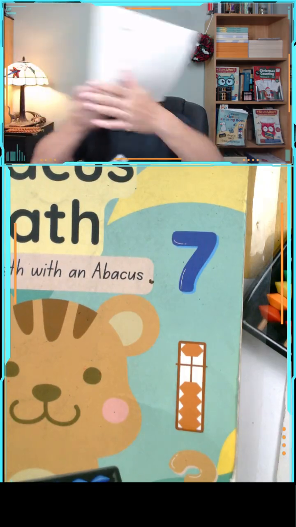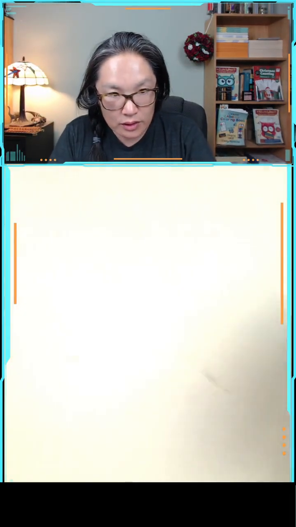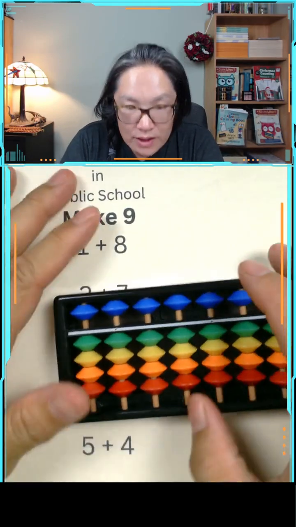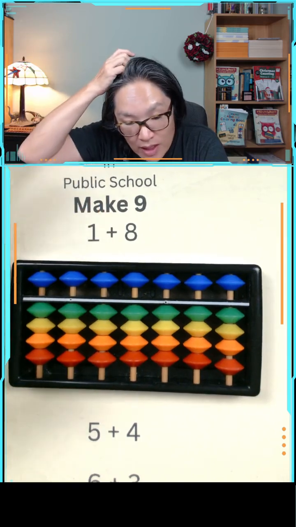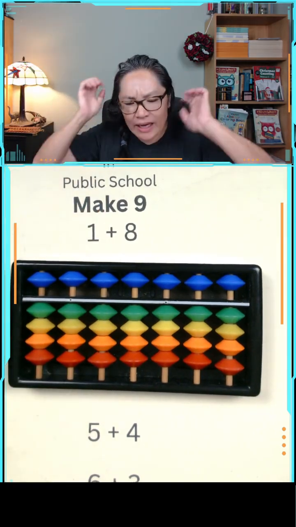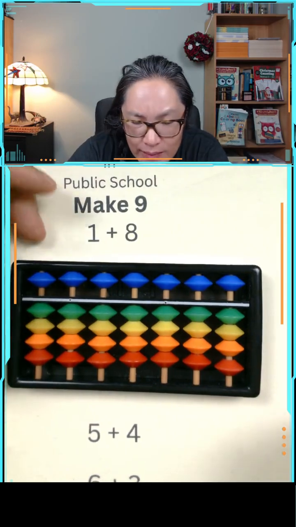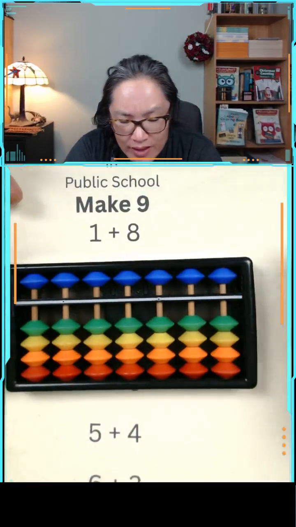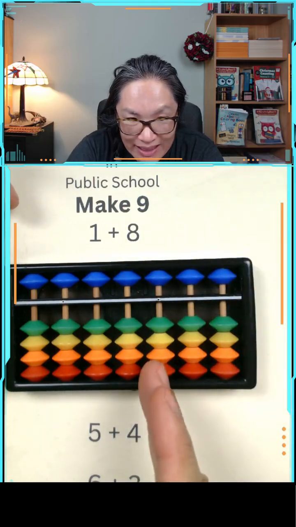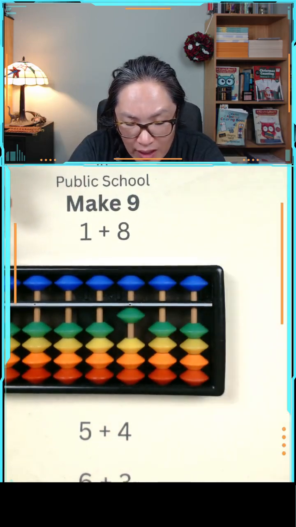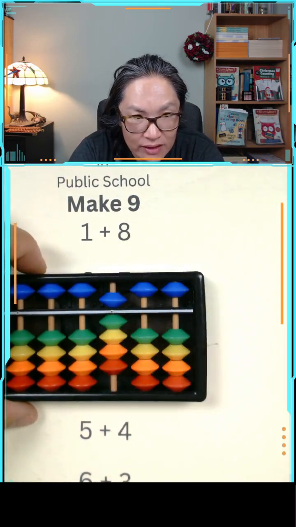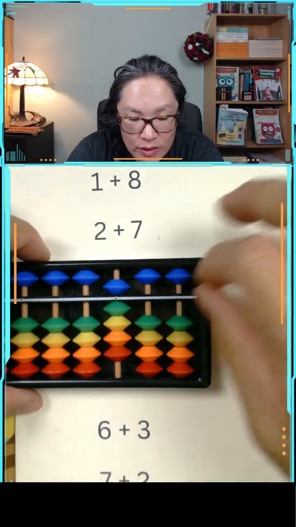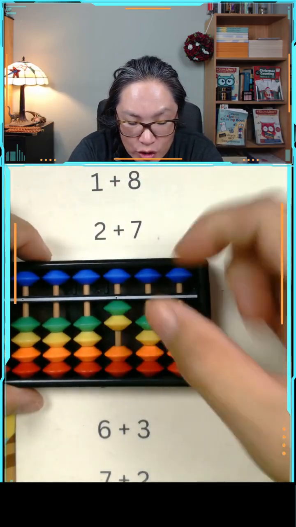Here we go. So in the mainstream world, in public school, somebody said in a video that they had to memorize how to make a 9. I'm like, why? On the abacus, we don't have to because we only go up to 9 anyways. So if I have 1 over here, I need to add the 8. Oh, look, I have 8: 5, 6, 7, 8. Easy. We don't need to memorize how to make a 9 because it shows us on the abacus.